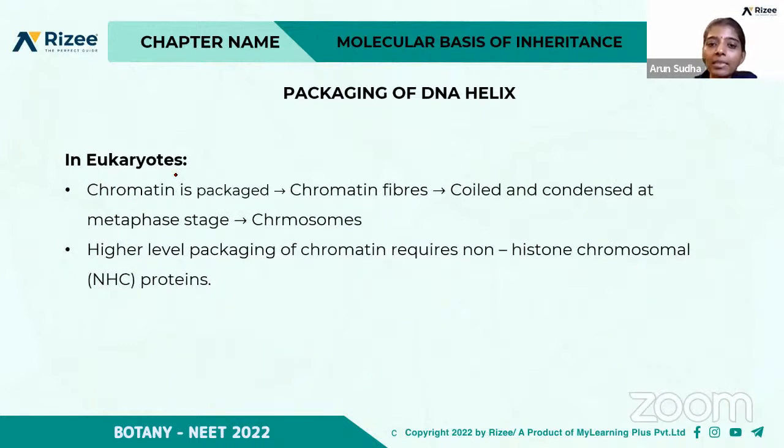So the chromatin is packaged to form chromatin fibers, and they coil and condense at the metaphase stage to form chromosomes. So they form the structures that are called the chromosomes. Okay, so the chromatin is packaged, coiled, and condensed to form chromosomes. But this packaging requires the presence of non-histone chromosomal proteins, also called NHC, that is non-histone chromosomal proteins. So packaging of chromatin requires these proteins.